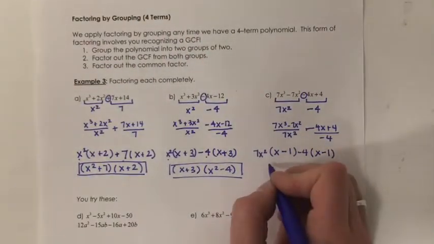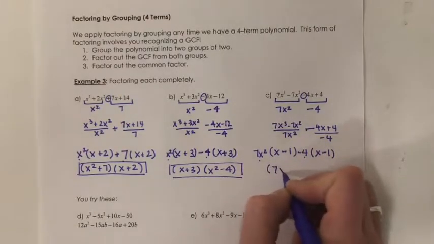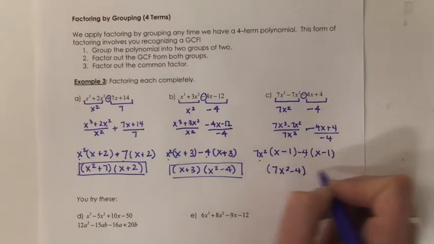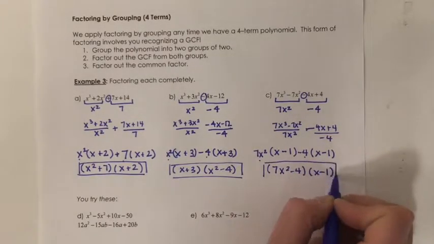Okay, so now we're doing the opposite of distributing. We're taking the two coefficients up front, 7x squared minus 4, and then our common factor of x minus 1, putting that together.